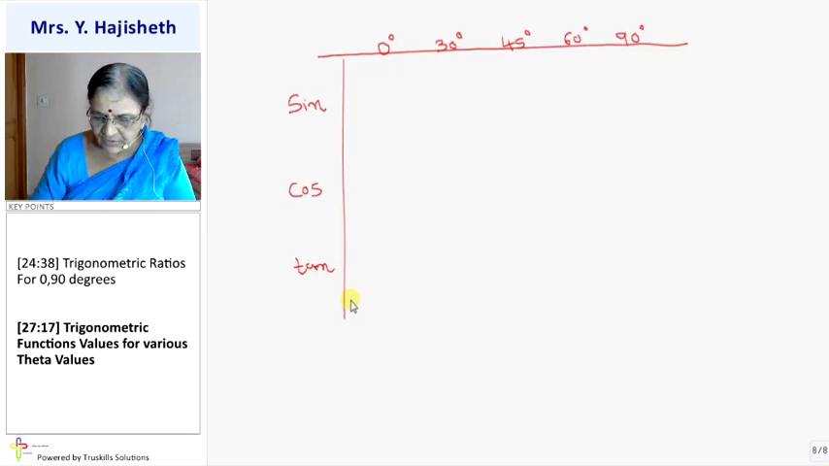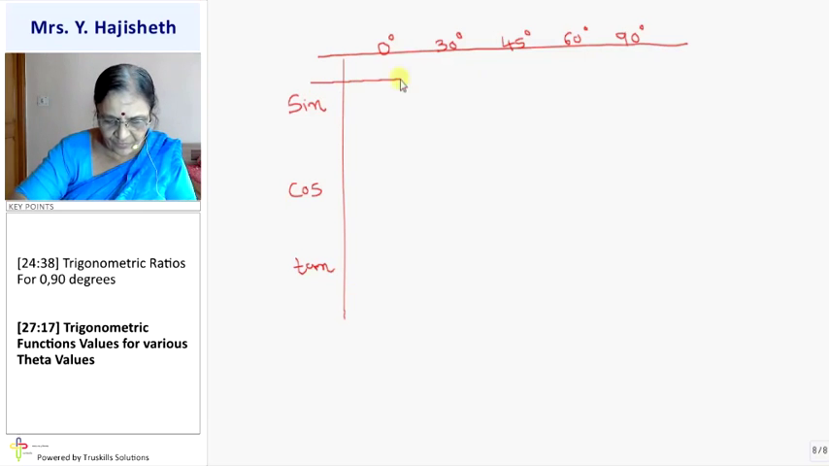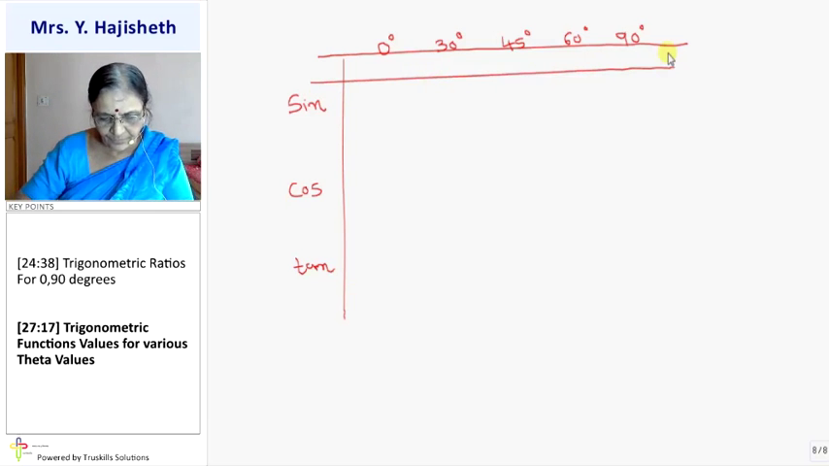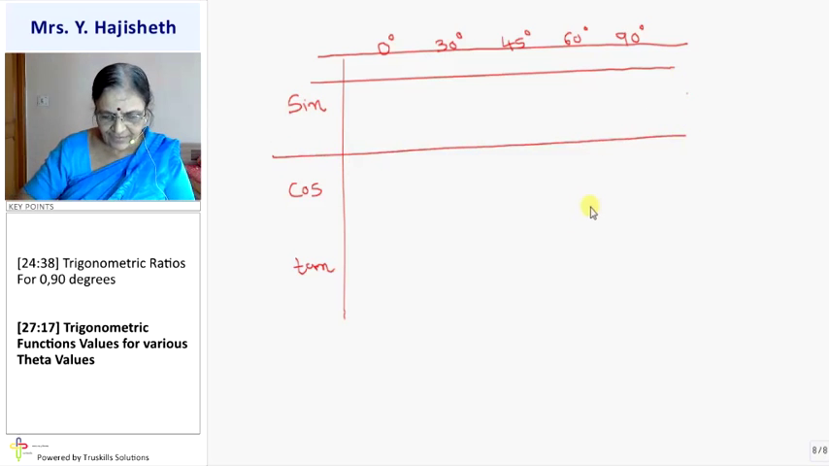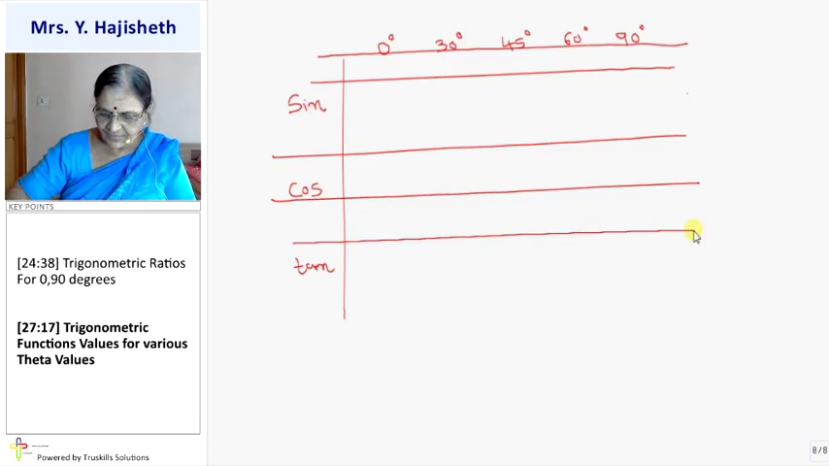One horizontal block I keep vacant. This is for sine. Then I keep one for cosec. Then I keep one for sec. Then one for tan. And I keep one row for cot.